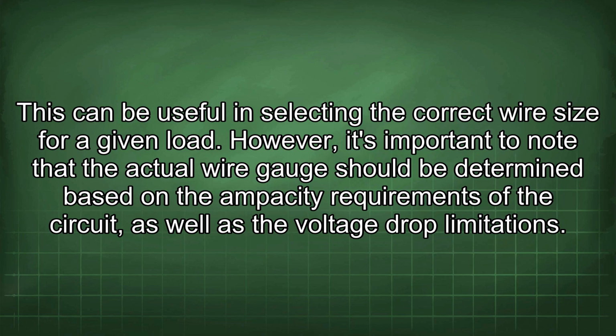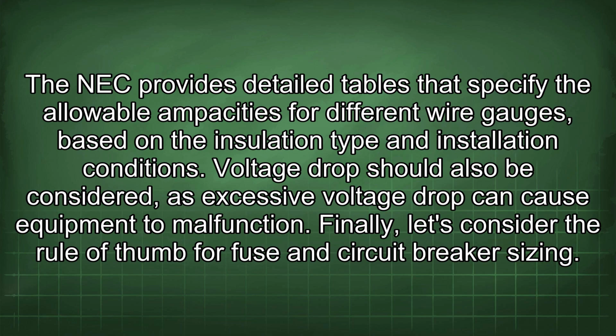However, it's important to note that the actual wire gauge should be determined based on the ampacity requirements of the circuit, as well as the voltage drop limitations. The NEC provides detailed tables that specify the allowable ampacities for different wire gauges based on the installation type and installation conditions. Voltage drop should also be considered, as excessive voltage drop can cause equipment to malfunction. Finally, let's consider the rule of thumb for fuse and circuit breaker sizing.